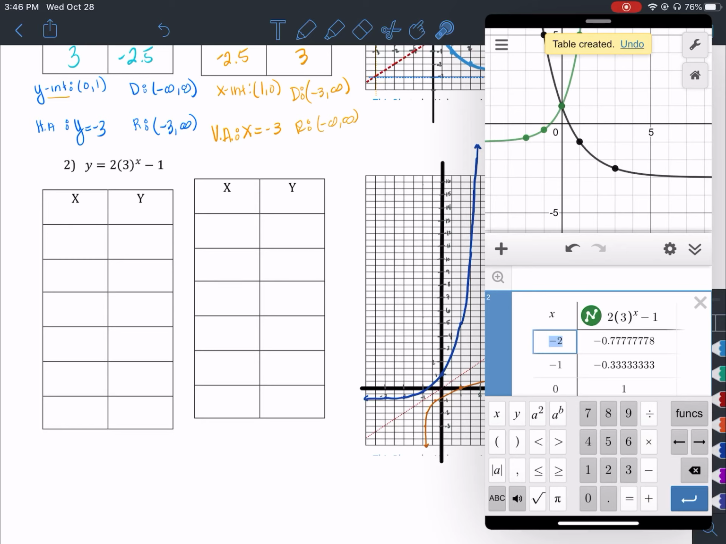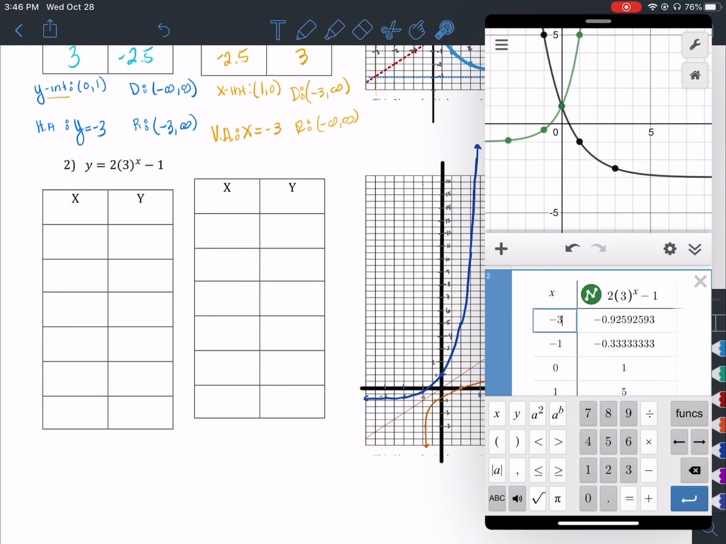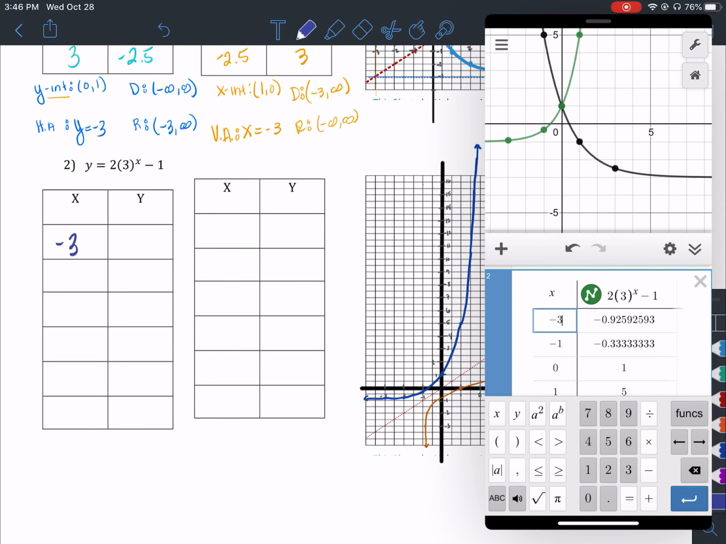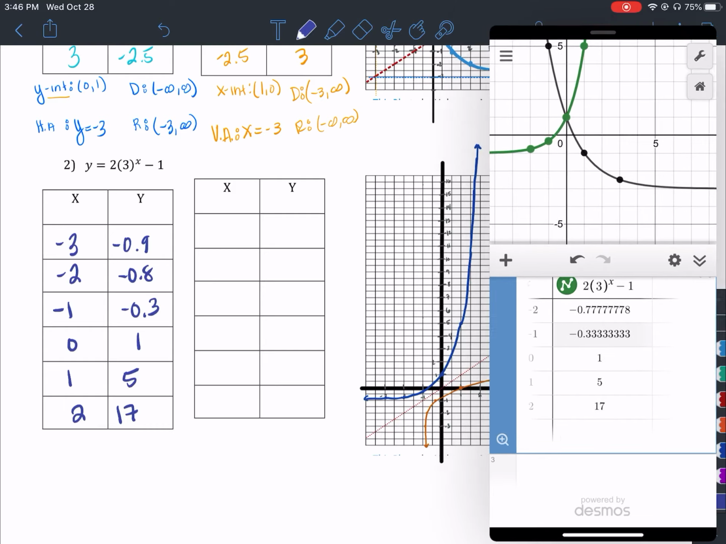Here, as I put numbers in, I kind of see that my y values get really high really quickly. So instead, I'm going to start at -3 instead of -2. And let me make sure I have the right color here. I have -3, -0.9. Let's bring that back to -2. Oops, that's -23. That's not what I want. -2 is going to be -0.8. We have a -1 there, -0.3. 0 is 1, 1 is 5, and 2 is 17. So just using my graphing capabilities helps me find those points.